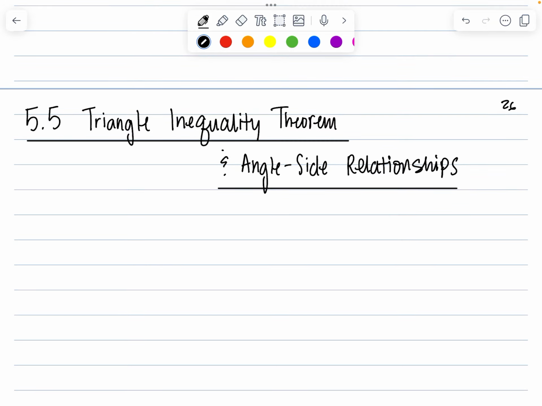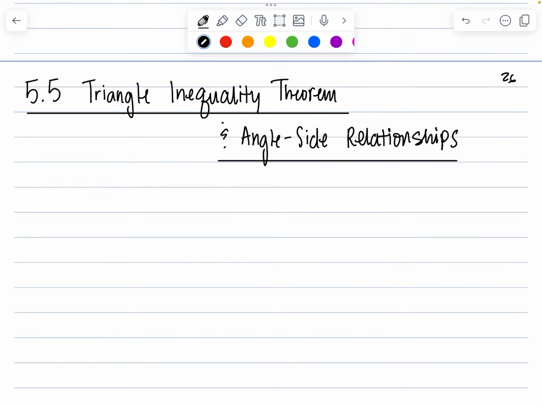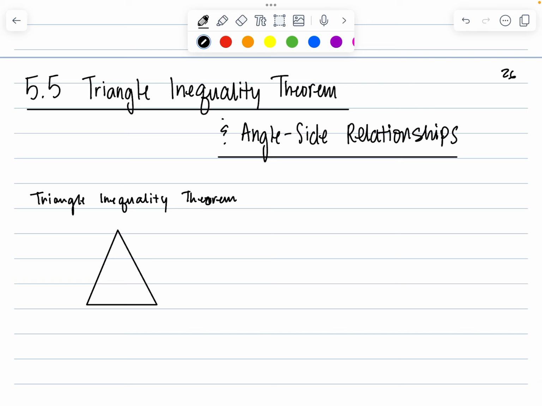Now the triangle inequality theorem. Let's start there. Well, we know what an inequality is. It's usually when we have things that are less than or greater than. So that's an inequality. The triangle inequality theorem states that, well, let's break it down. We have a triangle. First and foremost, we always have three sides to a triangle. For instance, let's call this side AB, BC, and AC. They all make the sides of a triangle.